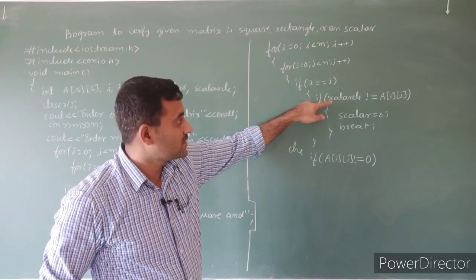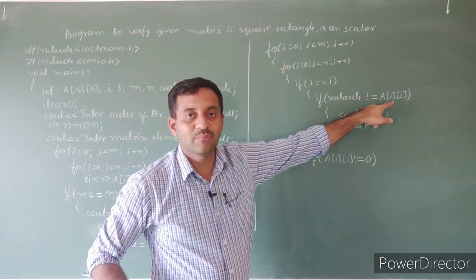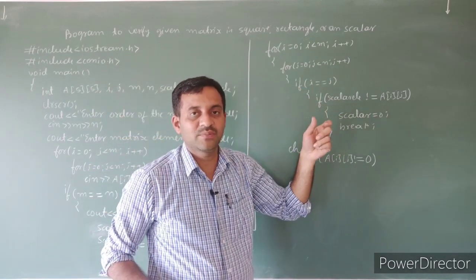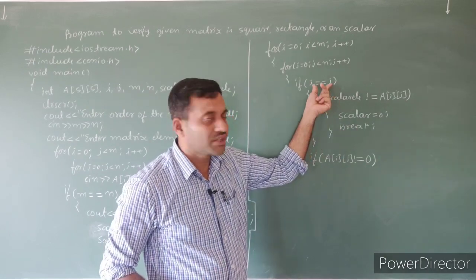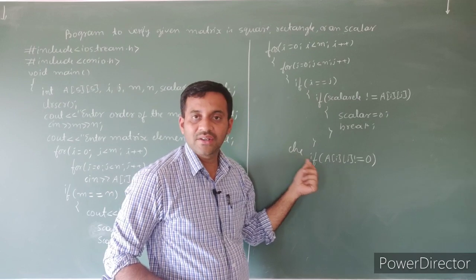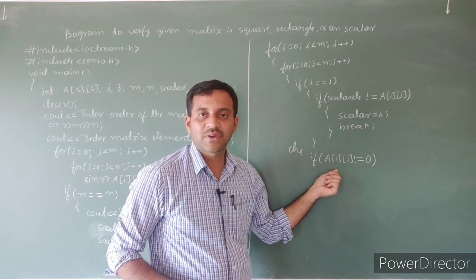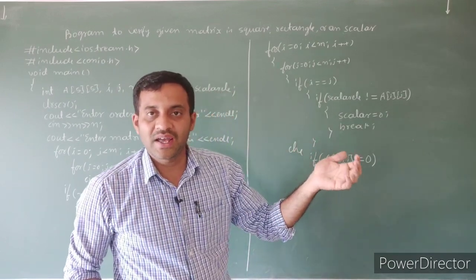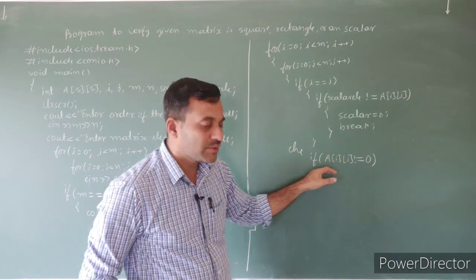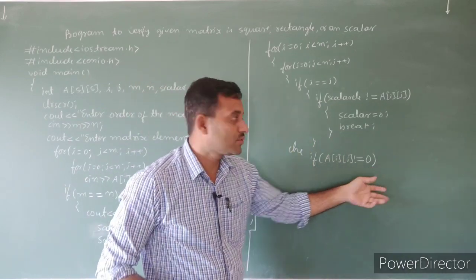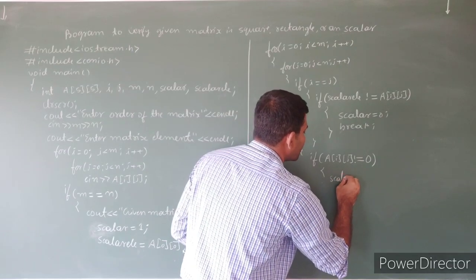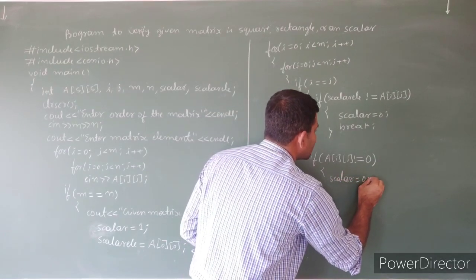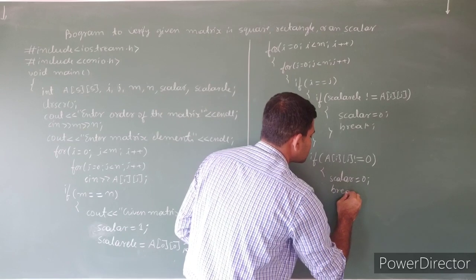If i of ij means this one only accesses the principal diagonal elements. When principal diagonal elements are accessed, i is equal to j. If i is not equal to j, move on to the next line. This expression represents the rest of the principal diagonal elements. If the rest of the principal diagonal elements are not equal to 0, then also our assumption is wrong. So, modify scalar equals 0, break.